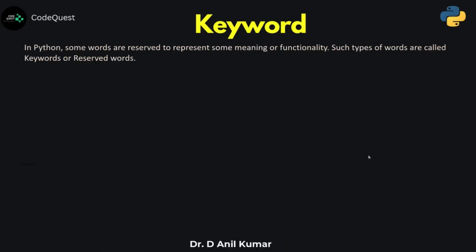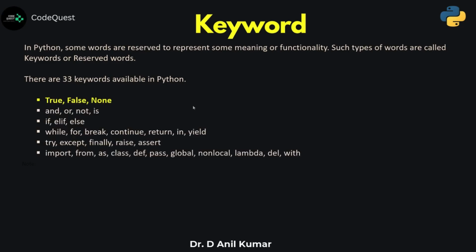A keyword is a reserved word which is used by Python and which has a specific meaning or certain functionality. So there are certain words which are reserved by Python because they have some specific job to be done, and those words are basically known as your keywords or reserved words. Now in Python there are 33 keywords available, and these are the list of keywords that we have in Python.